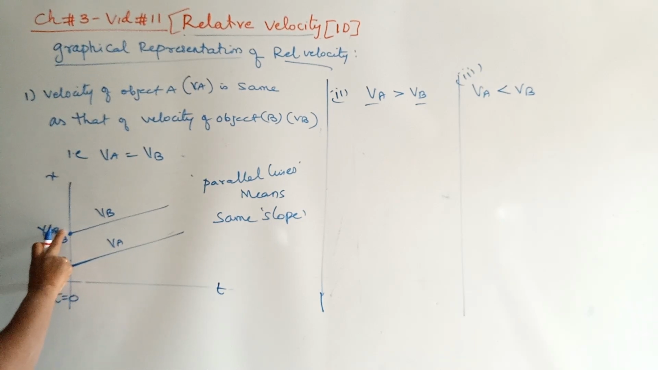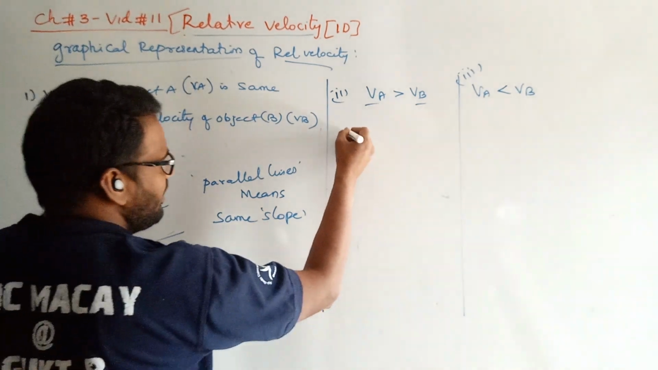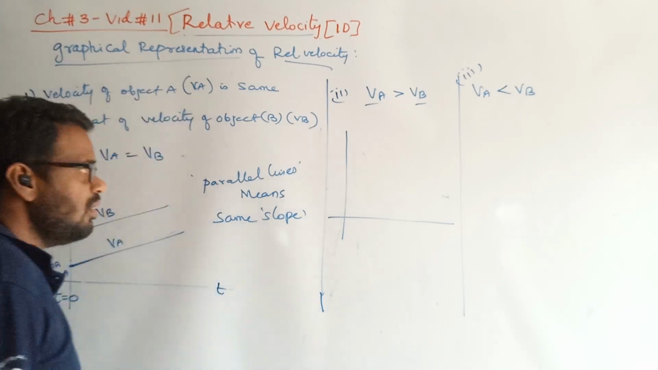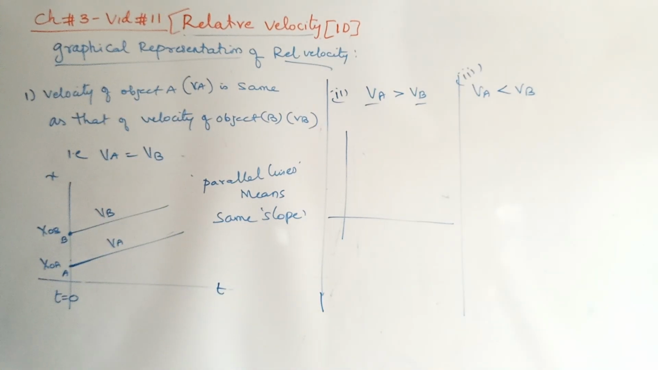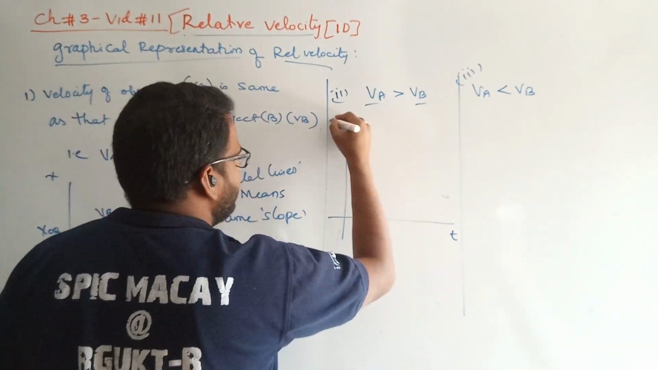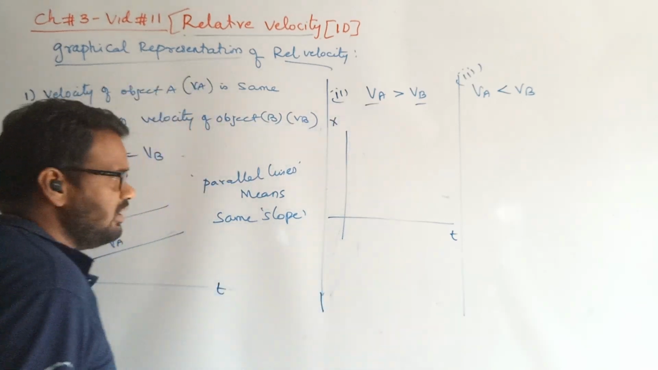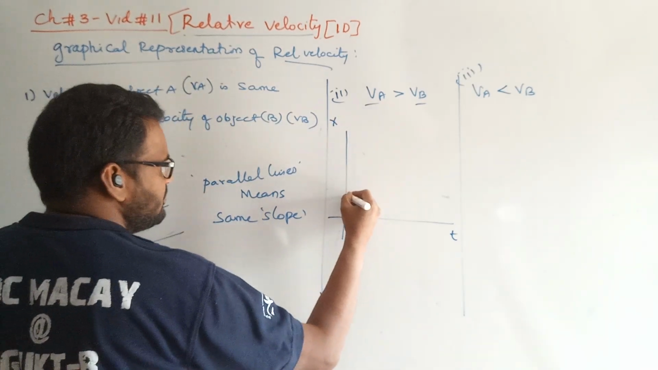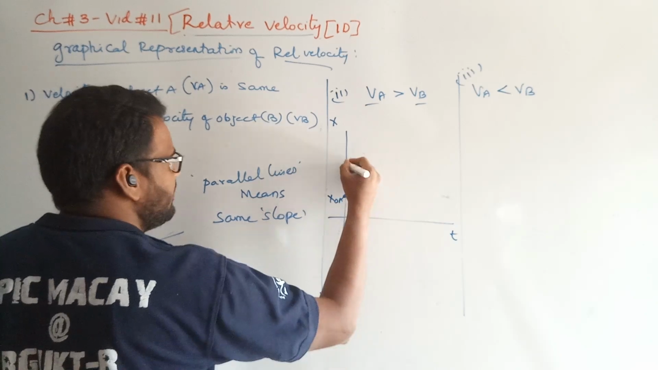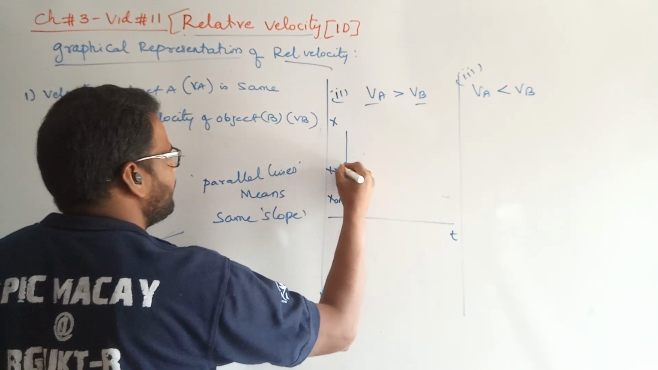Start at different locations but traveling with the same velocity. Now, how can you show a graph for this case? Velocity of A should be greater than velocity of B. Again, this is position only. Let us suppose this is the initial position x naught A, and this is the initial position x naught B.